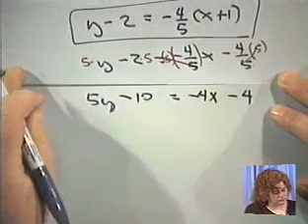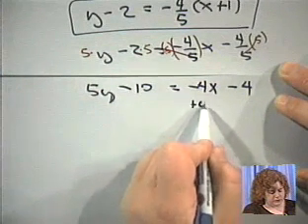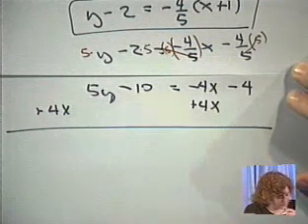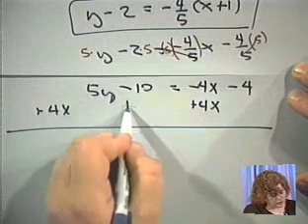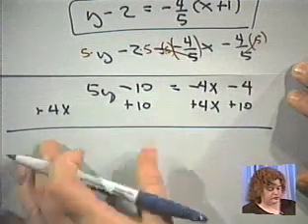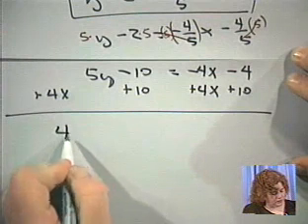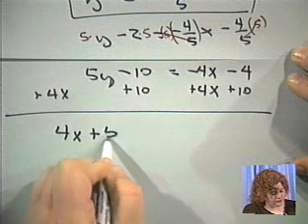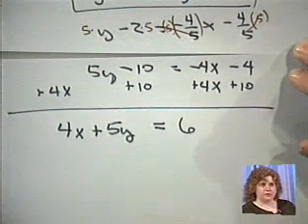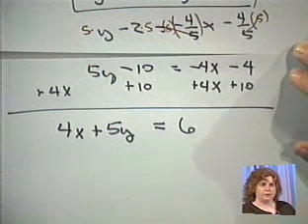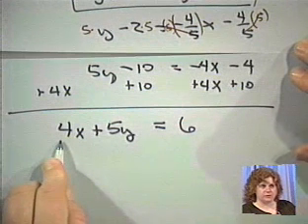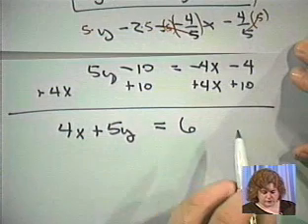minus 4. I'm going to move the 4x to the other side, and I'm going to go ahead and move the 10 over as well, because I know I have to get x and y alone on one side. So we'll have 4x plus 5y equals +6. There are no fractions. x and y are on the same side. And I need to check, is the number in front of x, the coefficient, positive? It is. So this is done.